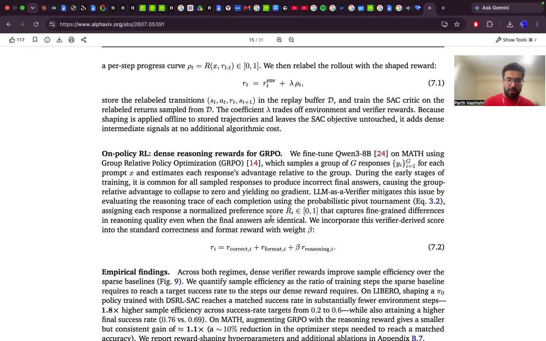During the early stages of the training it is common for... raising trace of each completion using the probabilistic pivot tournament, assigning each response a normalized reference score that captures fine-grained differences in reasoning quality, even when the final answers are identical. So, are we using LLM as a judge? Are we really doing that?